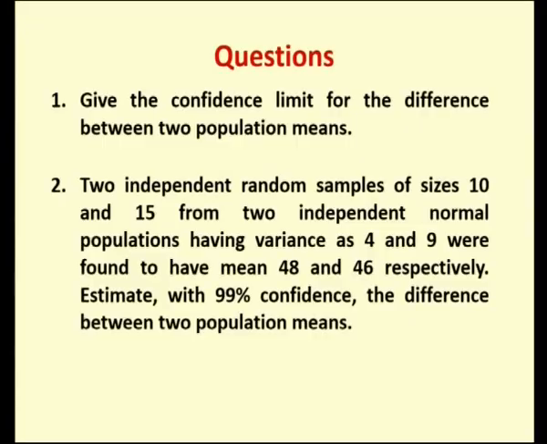Now a few questions for you to answer. First one, give the confidence limit for the difference between the two population means. And the second question is: two independent random samples of sizes 10 and 15 from two independent normal populations have variances 4 and 9, and with means found to be 48 and 46 respectively. Estimate with 99% confidence the difference between the two population means.